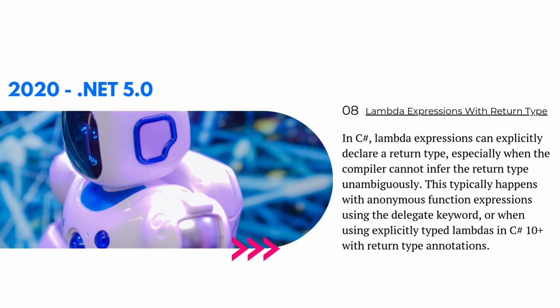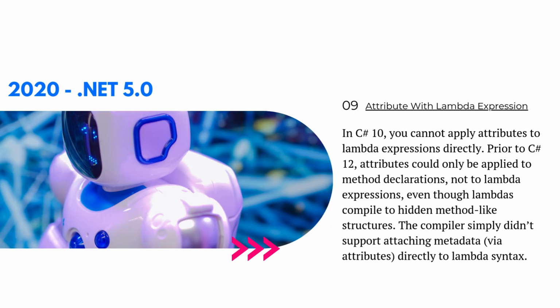In C# 10, you can apply attributes to lambda expressions directly. Prior to this, attributes could only be applied to method declarations, not to lambda expressions, even though lambdas compile to hidden method-like structures. The compiler simply didn't support attaching metadata, via attributes, directly to lambda syntax.